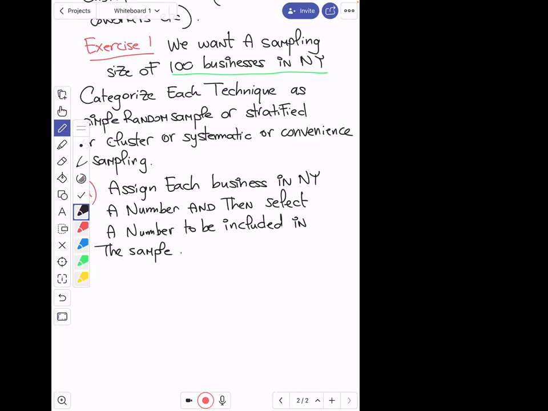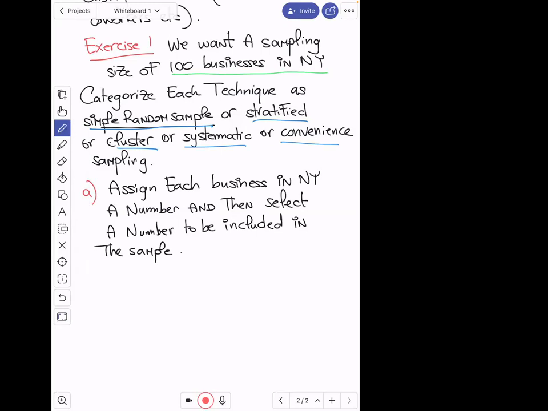Okay, so the question here, guys, is whether this is a simple random sample, a stratified, cluster, systematic, or convenience sampling. Okay, so this is the first technique. That's the A. Let me give you more techniques here.